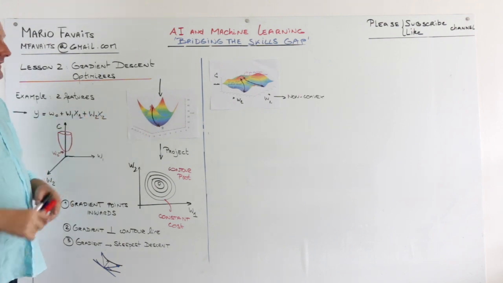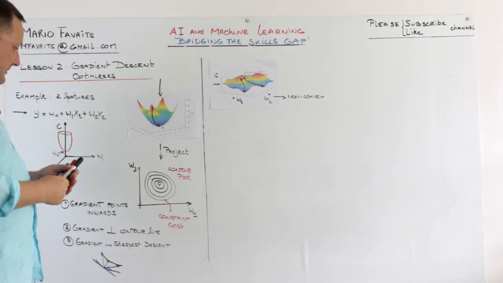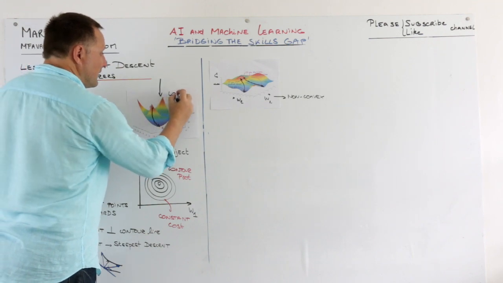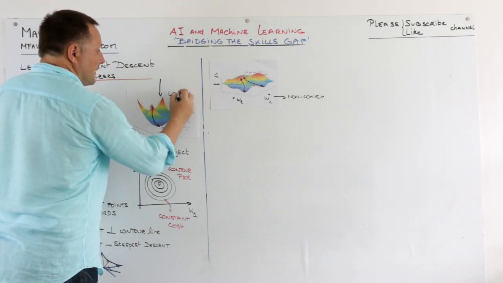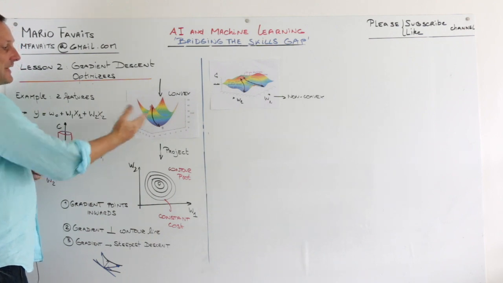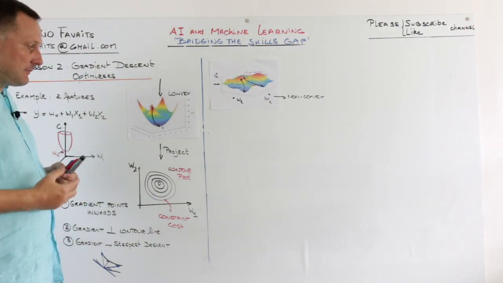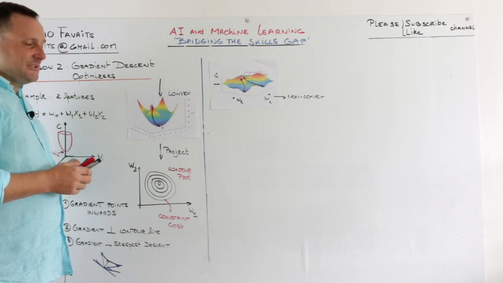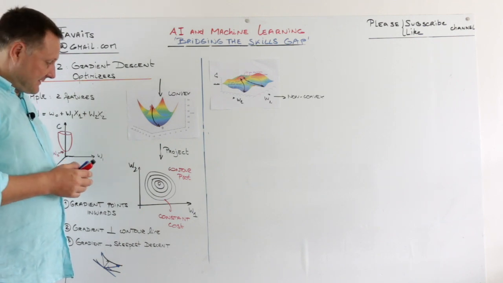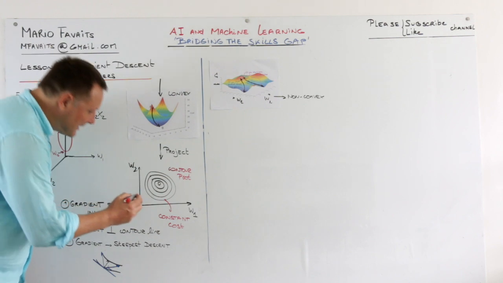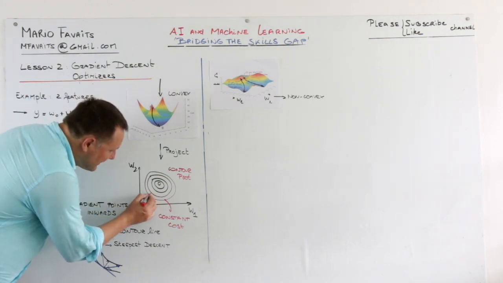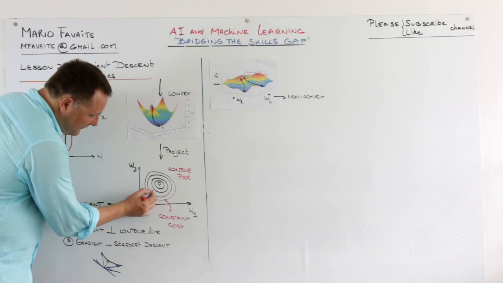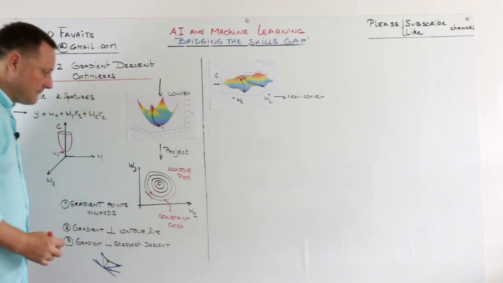Here we have a convex function. This function is convex. So we have only one minimum, and the minimum is a global minimum. But as we have seen, functions are not always convex. So in this case, let me just quickly draw a gradient here, perpendicular, and then you move like this to the minimum. Okay?